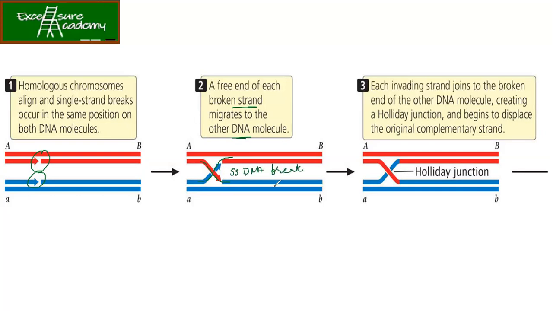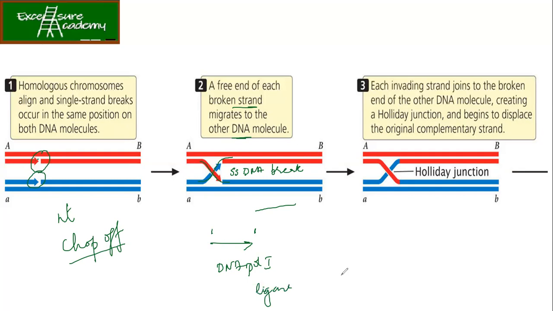Okay? So suppose a gap was there. In a few cases, when this nick is made, certain nucleotides are chopped off. Okay? What does that mean? They have been removed. So a gap will be present. So we know that whenever there is a single-strand or double-strand gap, your DNA pol 1 will come and start synthesizing the DNA, and ligase will come and seal the DNA.